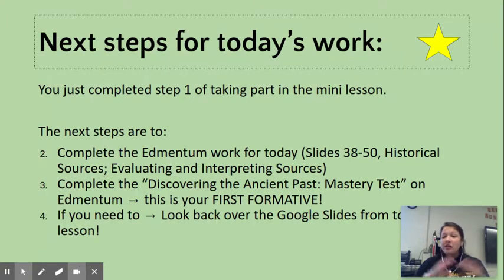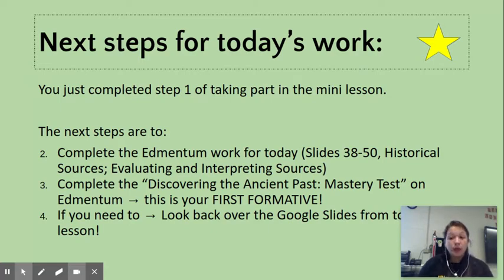So you've already completed step 1, which was to watch today's mini lesson. I know we went through some of the slides fast, or there was some information on some of them that we didn't read word for word. You will have access to these slides. But your next step is go to Edmentum. It's linked in your assignment for today. You're going to be doing slides 38 through 50. And then once you complete that, you are going to be doing the Discovering the Ancient Past Mastery test.